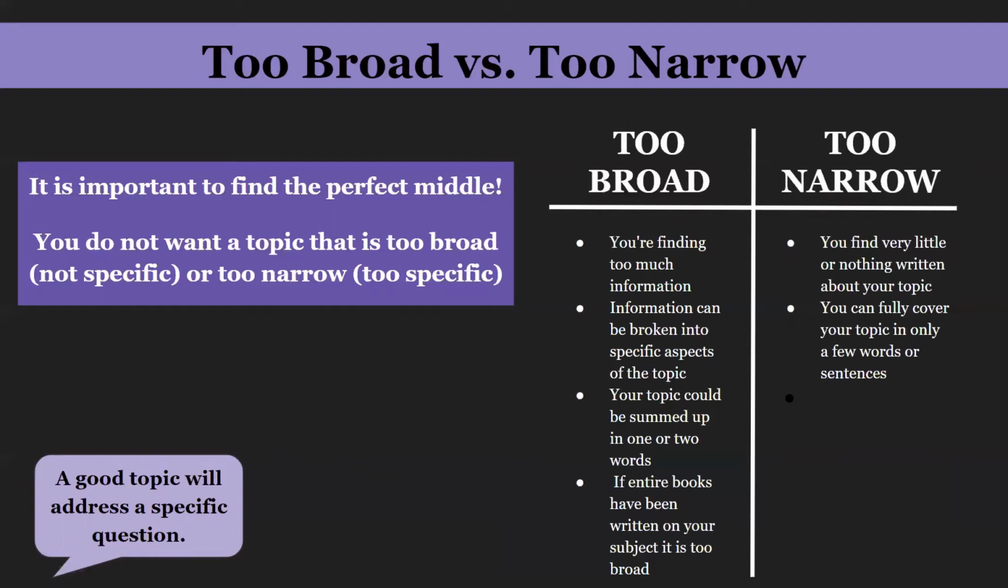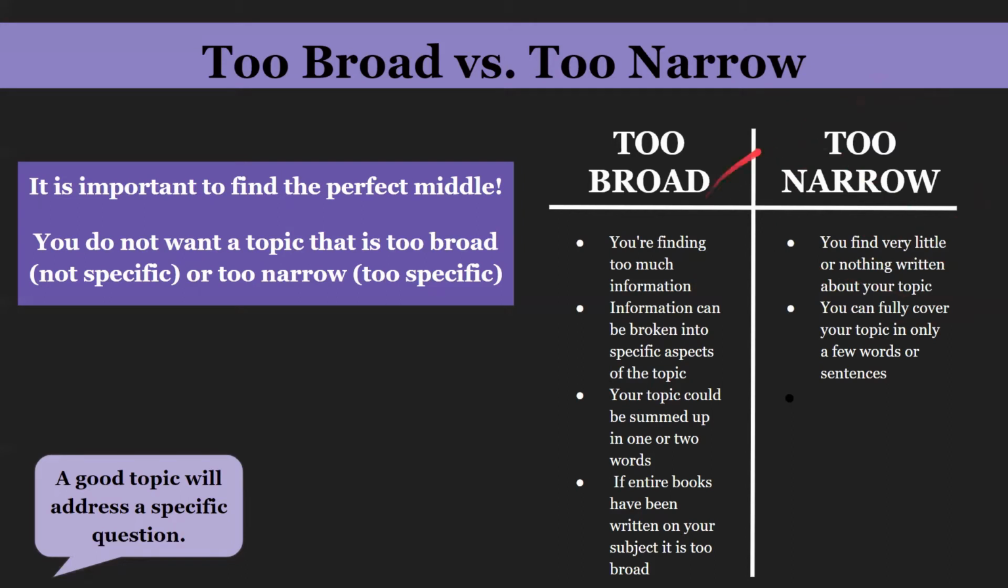If you wanted to make it even more specific, then you could break it into one of the types of dogs. So you could do a paper on Yorkshire Terriers or Labrador Retrievers, that type of thing. And then your topic could be summed up into 1 or 2 words. That means that it can only be talked about a little bit. So that would be too broad as well. And if entire books have been written on your topic, it is too broad. That means there's way too much information out there, and you do not want to do that. That is not good for a paper that needs to be specific enough for your teacher to understand it, as well as your audience.